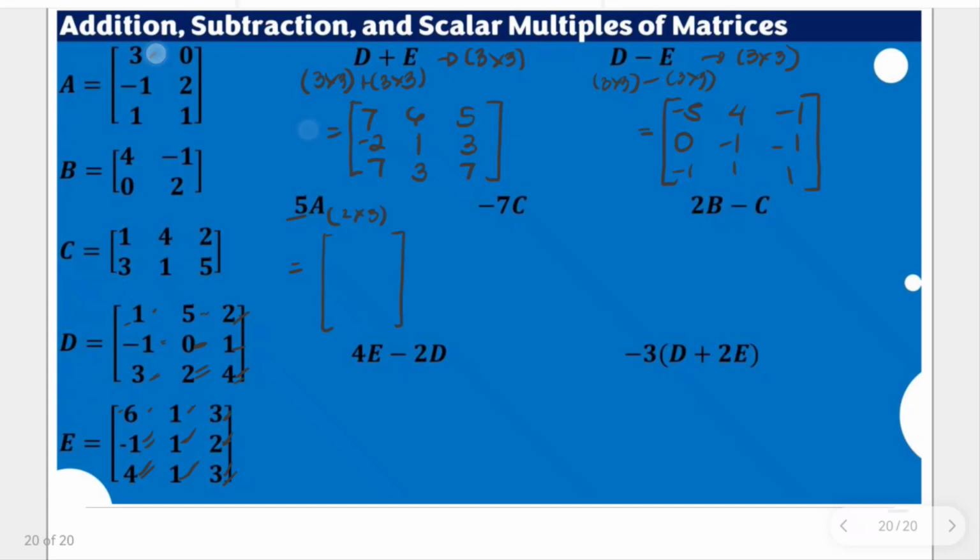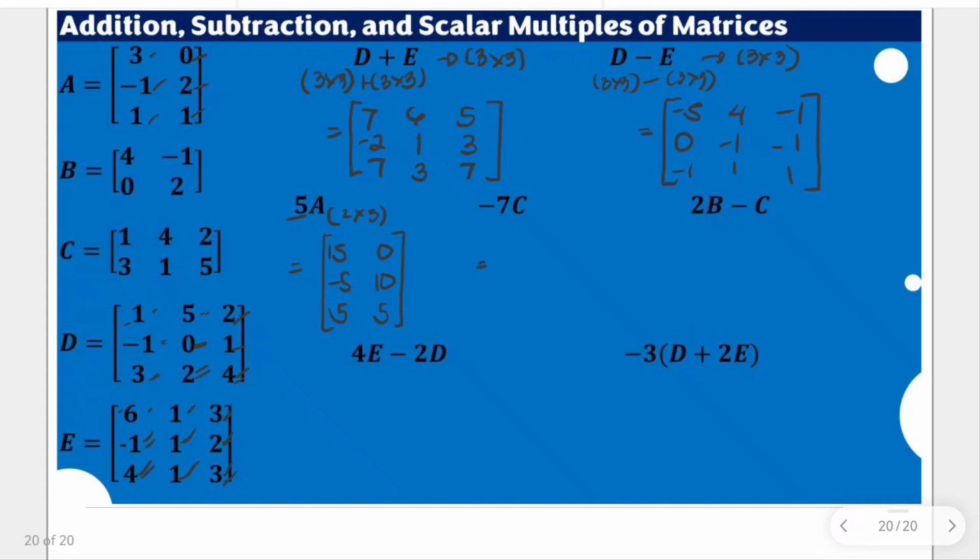So 5 times 3, you have here 15. 5 times 0, 0. 5 times negative 1, negative 5. 5 times 2, 10. 5 times 1, 5. 5 times 1, 5 as well. Same thing will happen here for negative 7 times C.